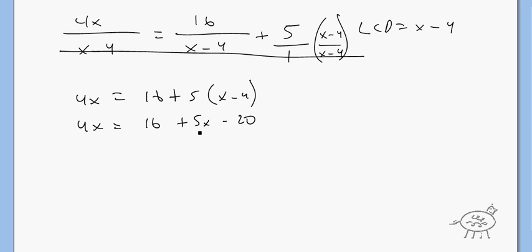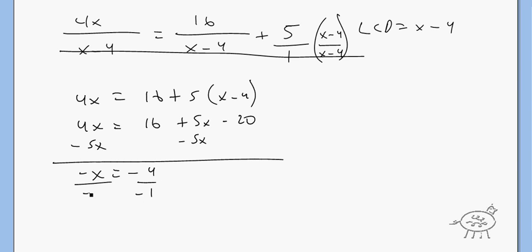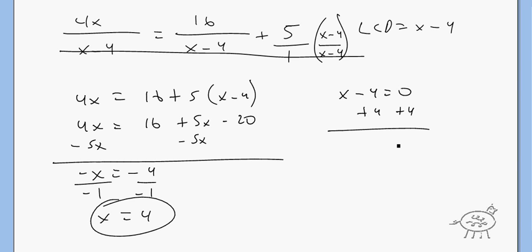And I subtract 5x from both sides. I get negative x equals 16 minus 20 is negative 4. Divide by negative 1. X equals 4. Sweet. Okay, let's go back to our original problem. What can't x be? You guys need to ask that question every single time. You cannot forget. So x minus 4 equals 0. So I add 4 to both sides. I get x equals 4. So x can't be 4.